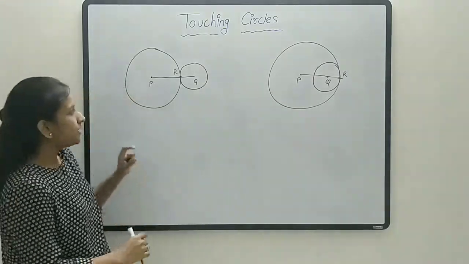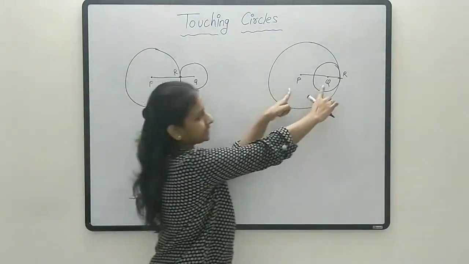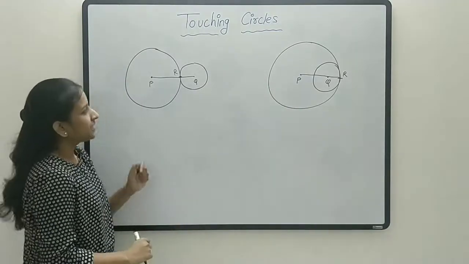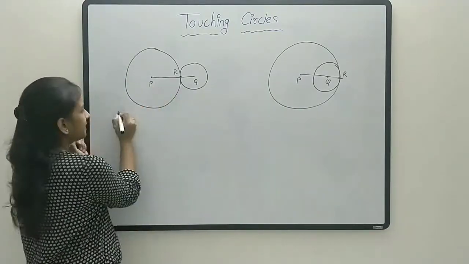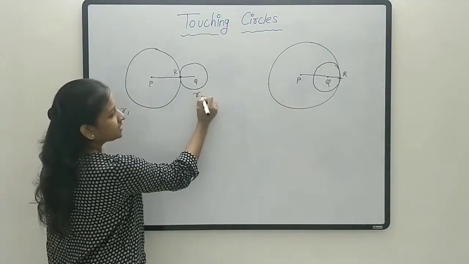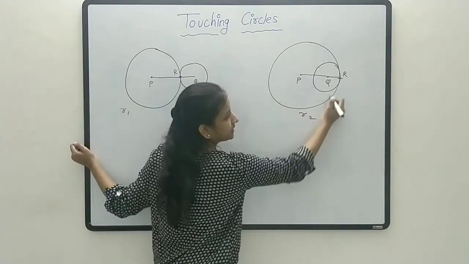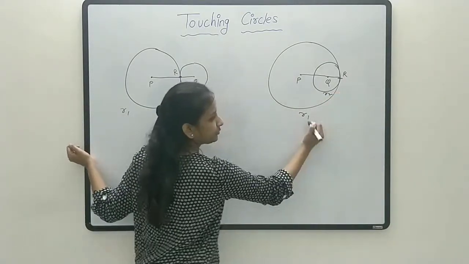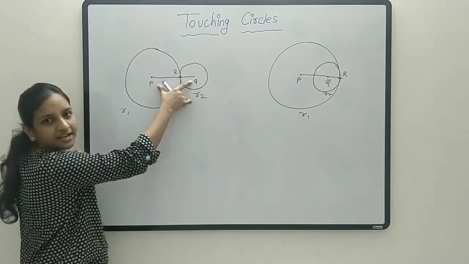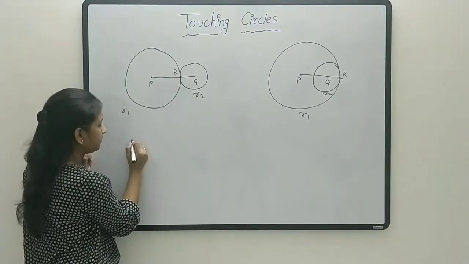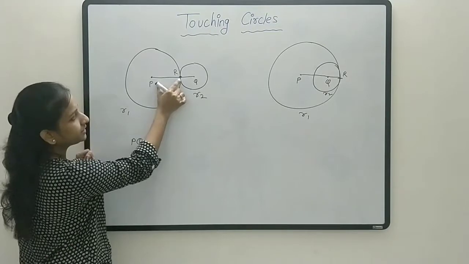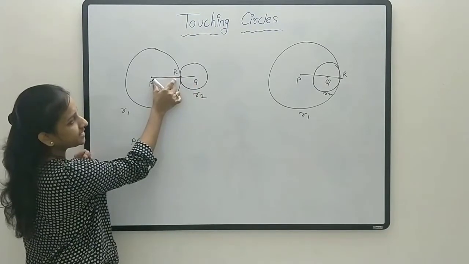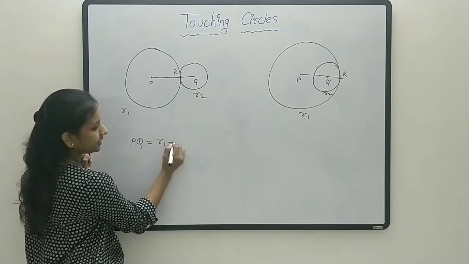Now let's see what is the distance between two centers. Let's say the radius of the big circle is R1 and the radius of the small circle is R2. Same for this one, R1 and R2. Now the distance between the centers of the two circles, PQ, is equal to this plus this, meaning the radii R1 plus R2. Right?